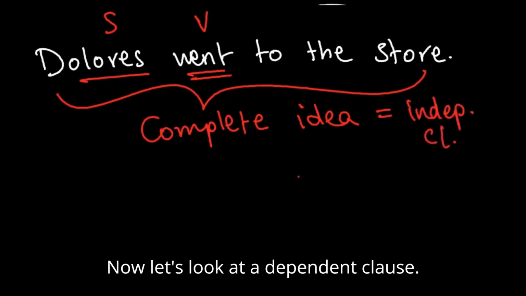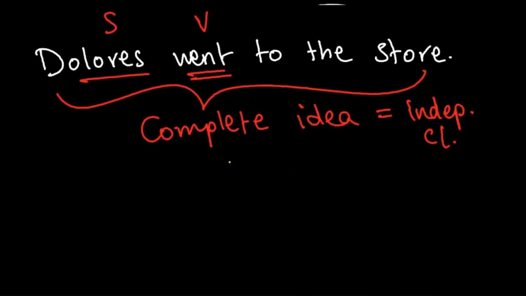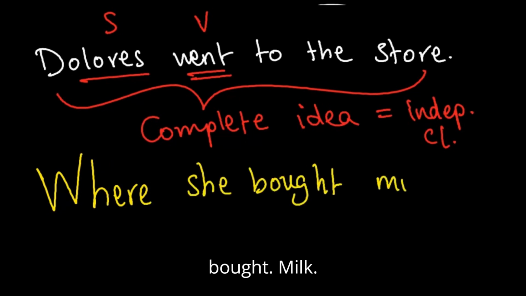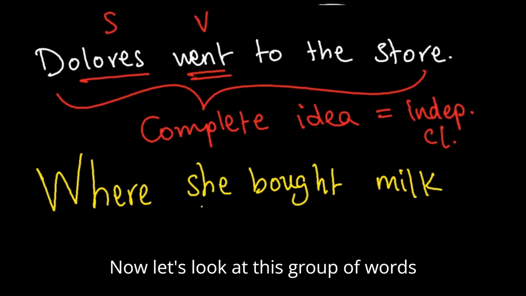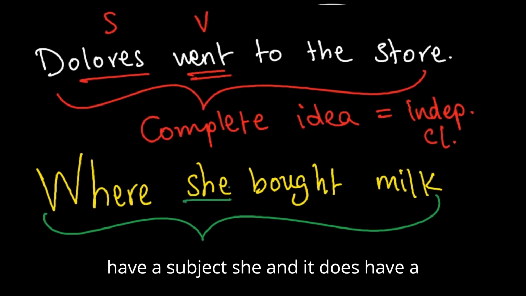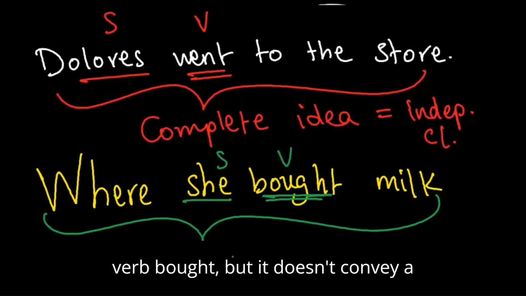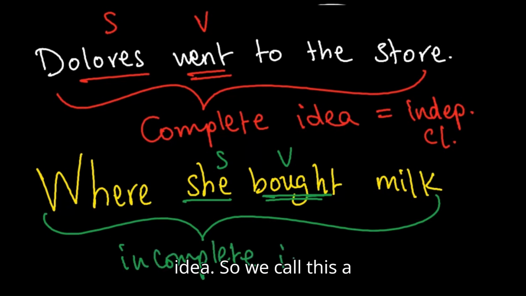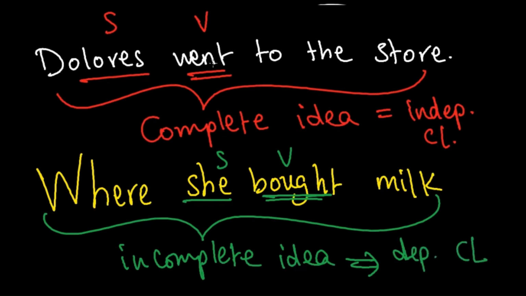Now let's look at a dependent clause. Where she bought milk. Now, let's look at this group of words here. It does have a subject, she, and it does have a verb, bought, but it doesn't convey a complete idea. It conveys an incomplete idea. So we call this a dependent clause. To create a complete sentence, this clause would need to be linked to an independent clause.